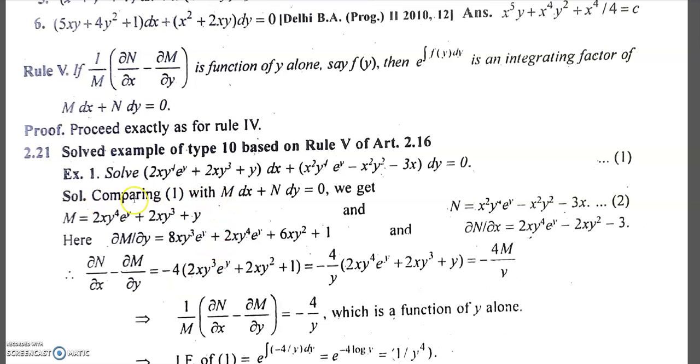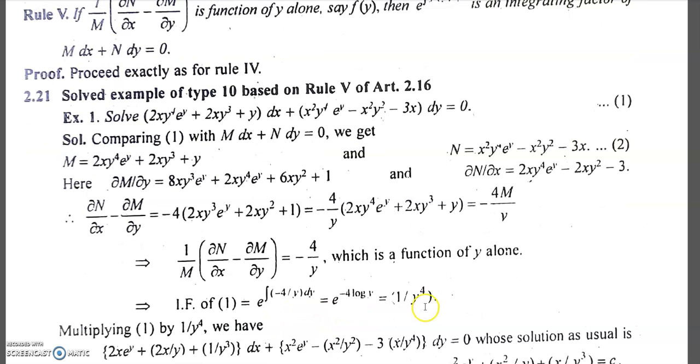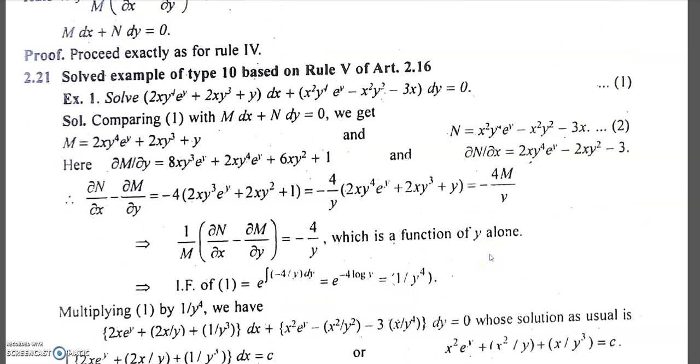So solve this problem. M dx plus n dy equal to 0, m is this, n is this. Now calculate del m/del y, then del n/del x, right? Now you find out del n/del x minus del m/del y, right? This is this, so this is like minus 4m by y. Now divided by m, you get minus 4 by y, which is a function of y alone, right?